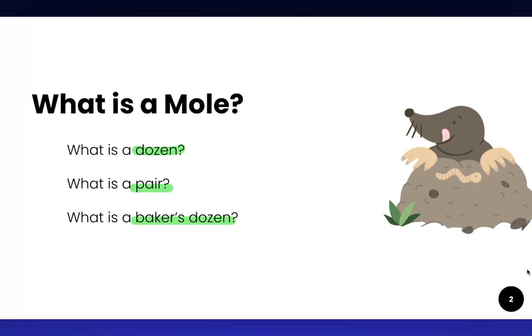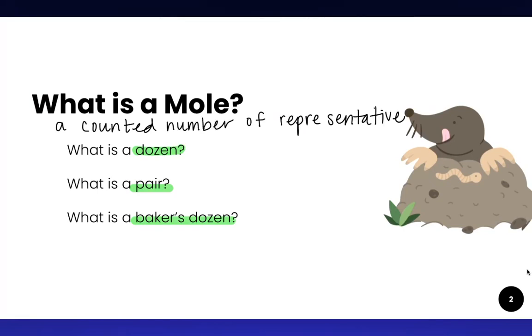So what is a mole? It is a counted number of representative particles. It would be really hard for scientists to figure out the properties of one atom, one molecule, or one formula unit of a substance. So what they do is they have a counted number, a mole of atoms, and they compare the properties of one mole instead of one particle.